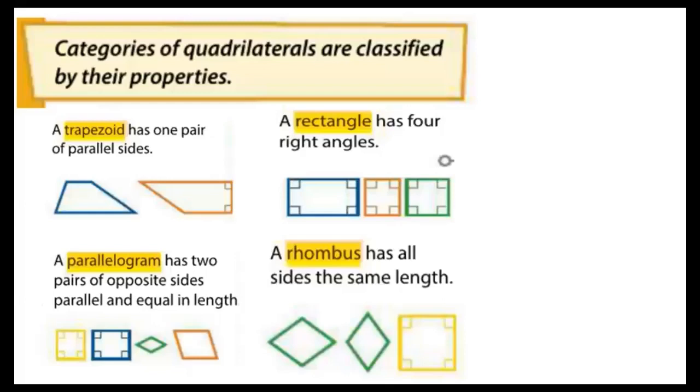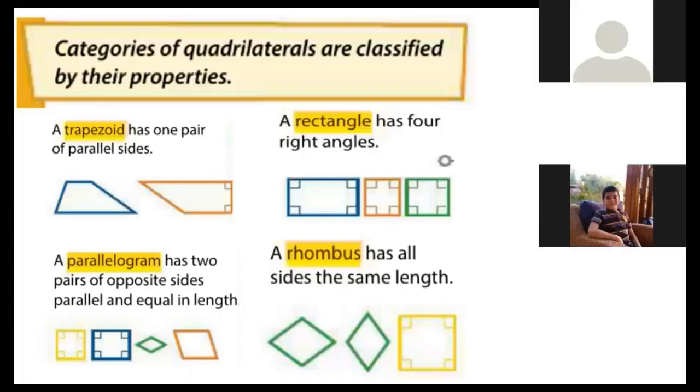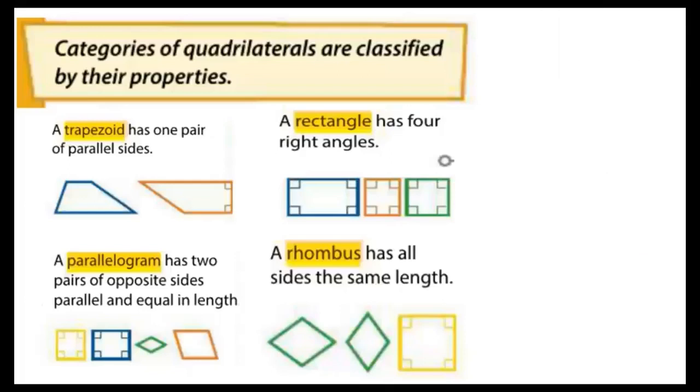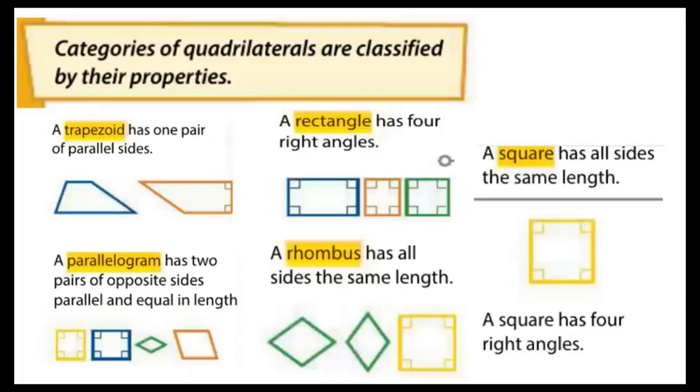Sure, in both the square and the rhombus, all the sides are equal in length, but the only difference between them is the measure of the interior angles. So let's see the first shape here. It will be a square. The square has all sides in the same length. A square has four right angles. This is about the square.